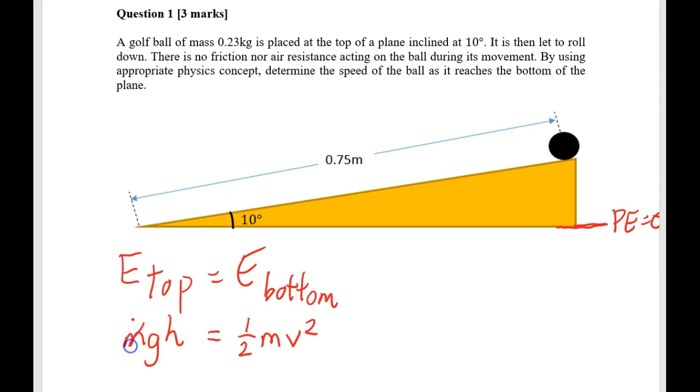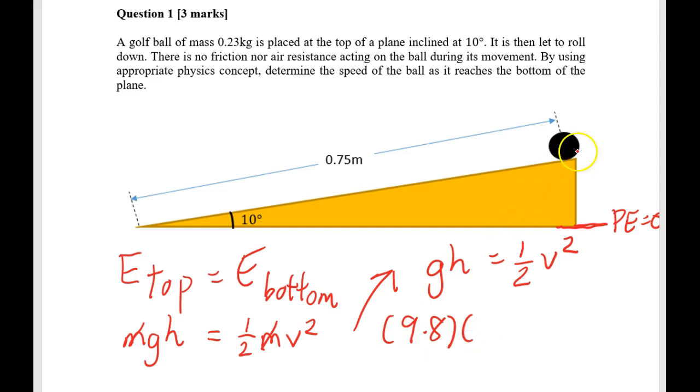The mass of this golf ball will not matter, and g value here, gh equals half v squared. Alright, and then g is 9.8. The height here, you have to be careful, this is the height that we are talking about. If you refer to a triangle, the hypotenuse is 0.75 and you have a 10 degree angle of the inclined plane. So how do you find the height? This component here is opposite of the angle of 10, therefore it equals 0.75 sine of 10. Okay, and it will be equal to half v squared.